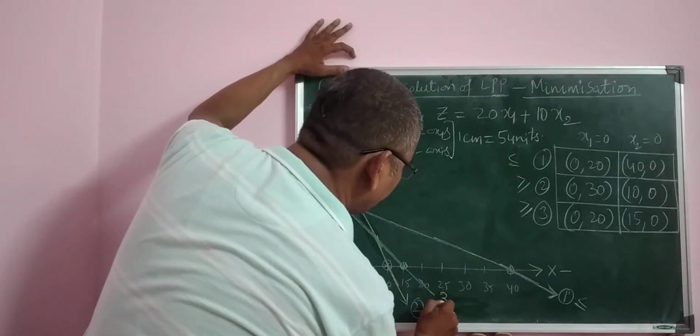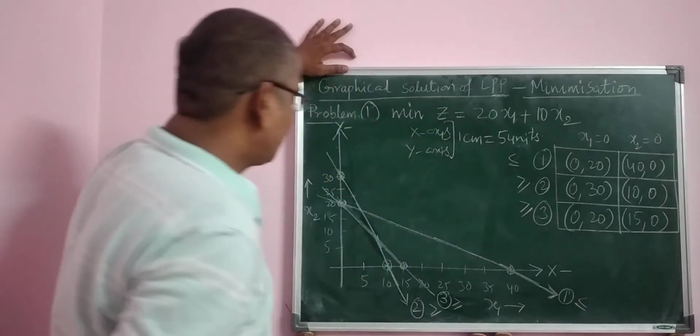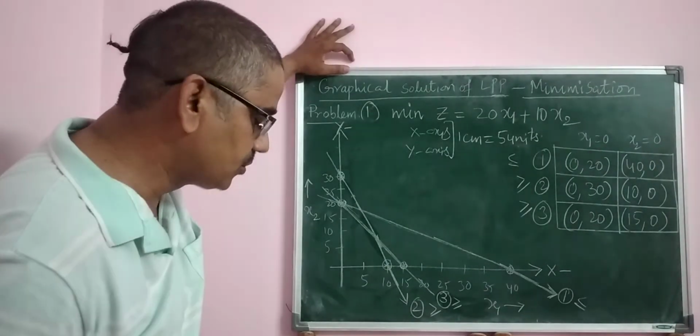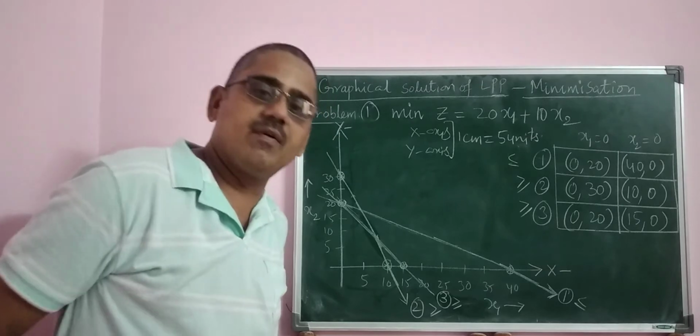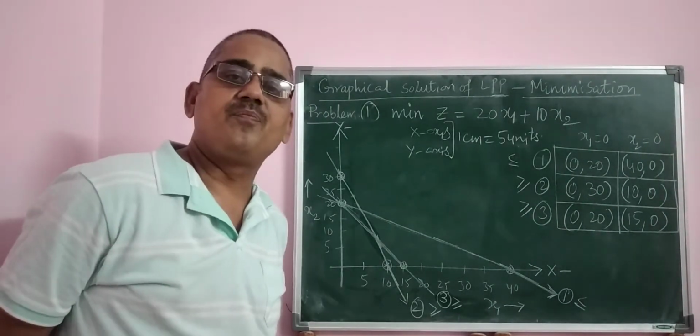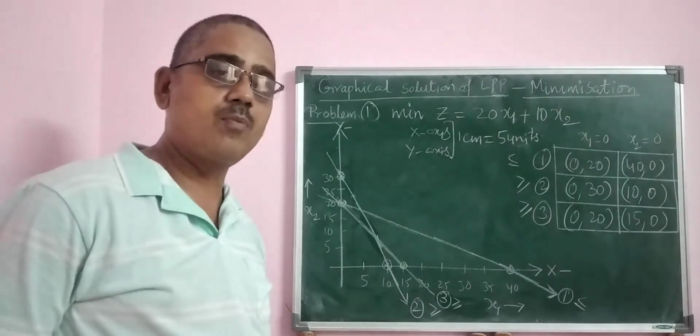This is what equation 3 is, it is greater than or equal to. So these are the 3 equations we have drawn on the graph. Therefore, now what do we have to do? We have to obtain the feasible region.